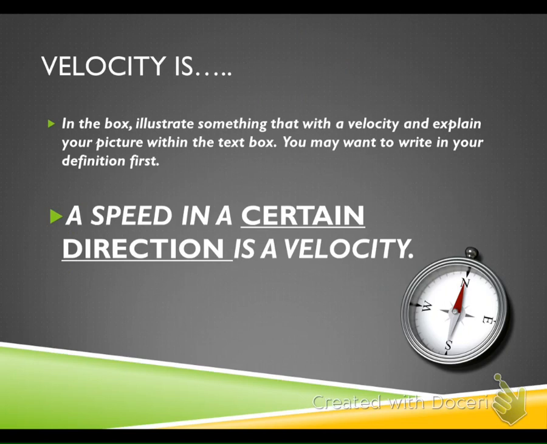So now illustrate something with a velocity and explain your picture within the text box. You may want to write in your definition first, which is right below, and then do your text box. When you're showing me your illustration, make sure you add some form of a marker with a direction. So you're telling me that the airplane is traveling north, if that's what you're going to be drawing.